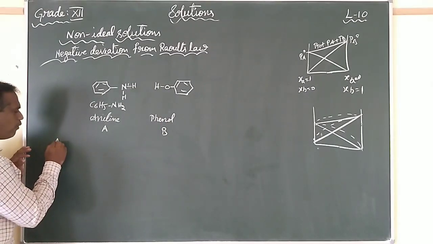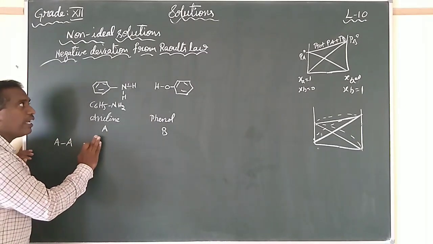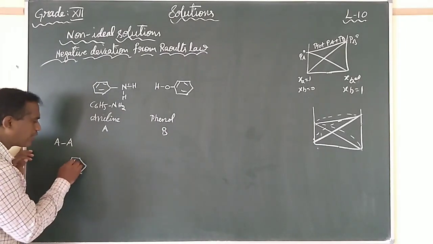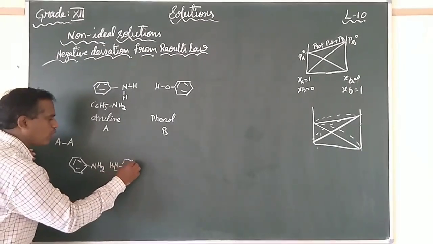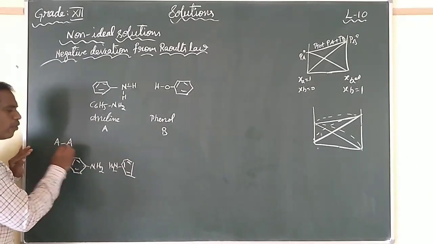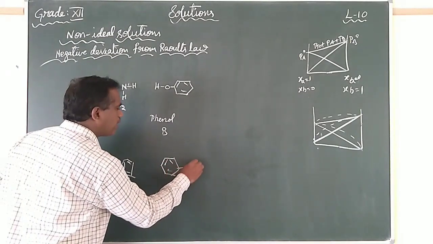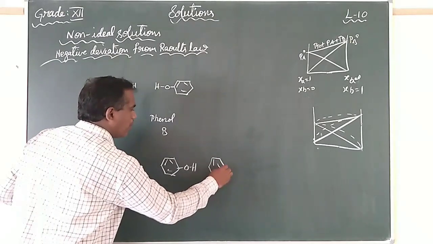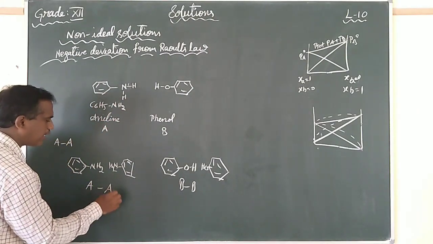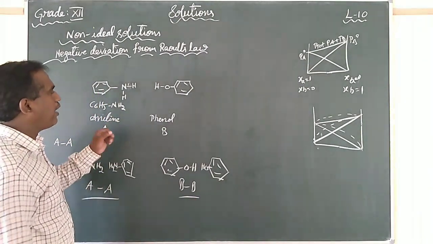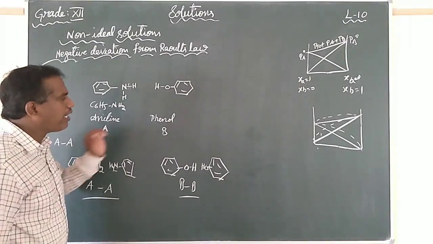If you study only the forces of attraction between A and A, meaning when you take a mixture having only aniline molecules, they will have some forces of attraction. If you take only phenol, they will have some forces of attraction. But now, what is our study? This is the BB and this is the AA type of reactant. But what we are doing is combining A and B together. We are going to combine aniline and phenol.